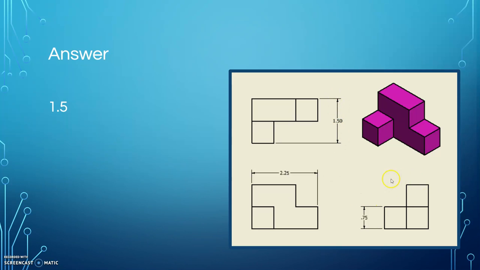When we look at our side view, we would also have that same measurement or same dimension of 1.5 here, and this would also be the depth. But in this case right here, we can see the depth on the top view, which is 1.5.